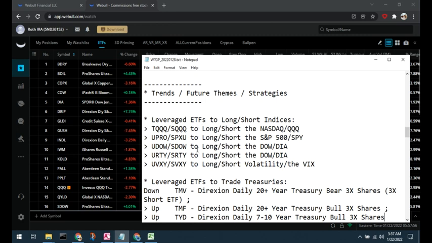So here is the list of ETFs that you can long or short on the major indices. The Qs: to long is TQQQ, short is SQQQ. The ones we like for the S&P: long is UPRO, short is SPXU. The Dow: UDOW and SDOW, to long or short the Dow. This should be the Russell 2000. To long the Russell 2000, it's URTY. To short the Russell 2000 is SRTY. And then the VIX, you've heard us talk about a number of times, to long the VIX.